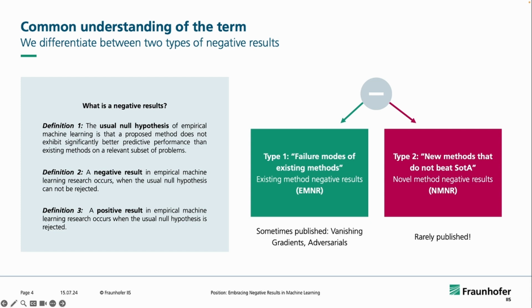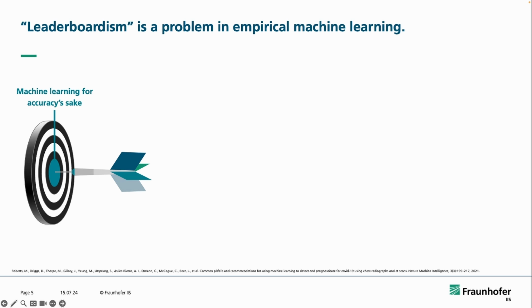And these are very rarely published, probably not at all, and we do believe that some of them do deserve to be published. We have already alluded to leaderboardism being a problem in empirical machine learning research. And that's a state of metric chasing where every publication seemingly beats the state of the art, and there's hundreds, maybe thousands of them being published.